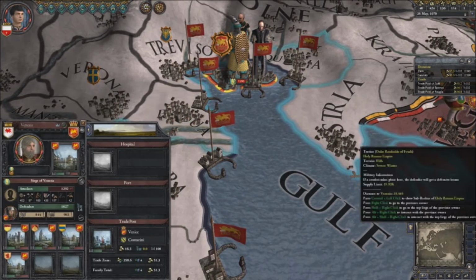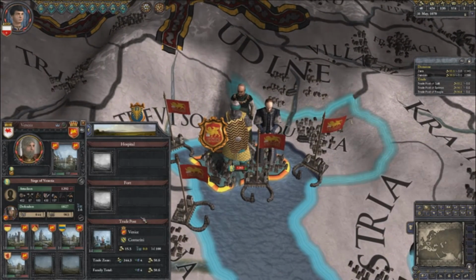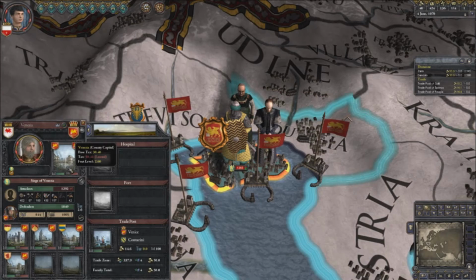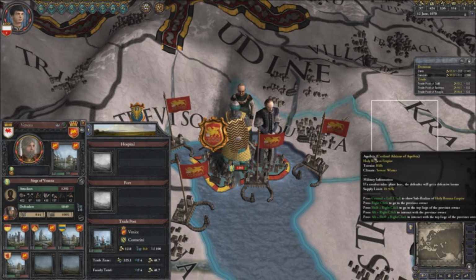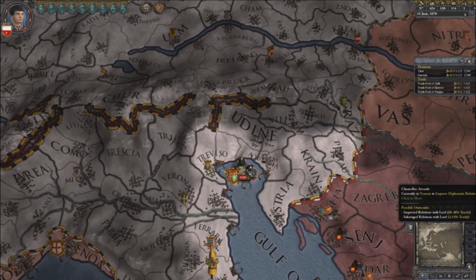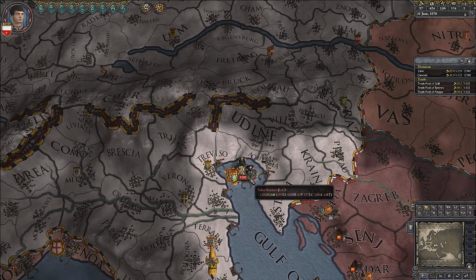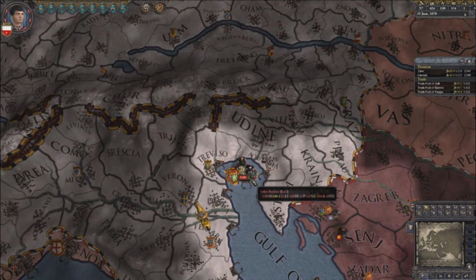But yes, we have some pagan raiders currently looting Venice. Fine, loot away. Just stay the fuck away from my mansion, will you?